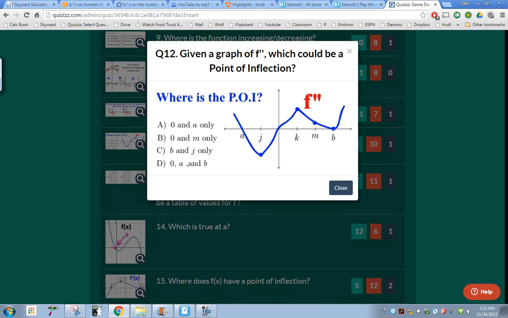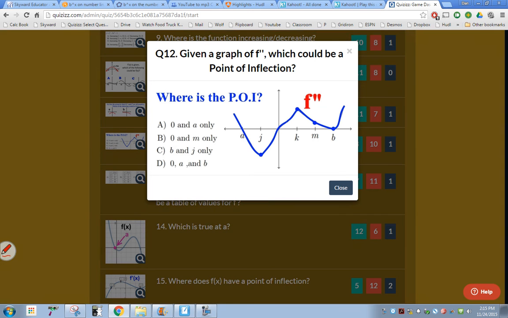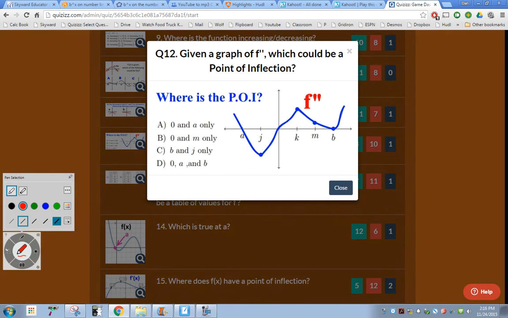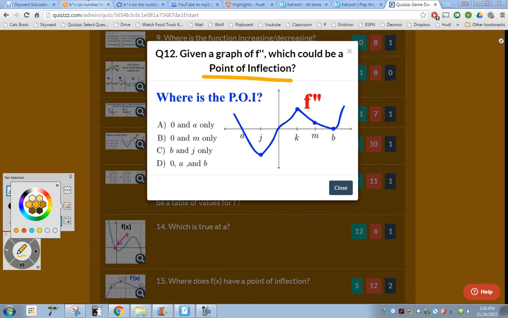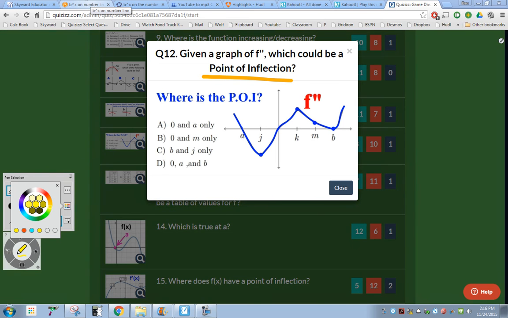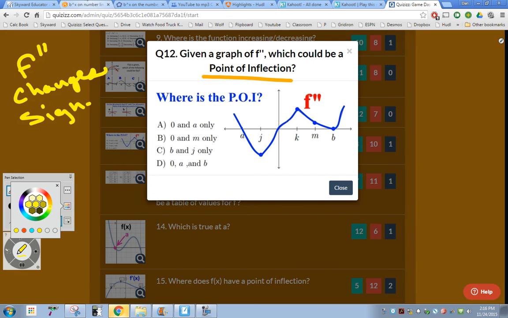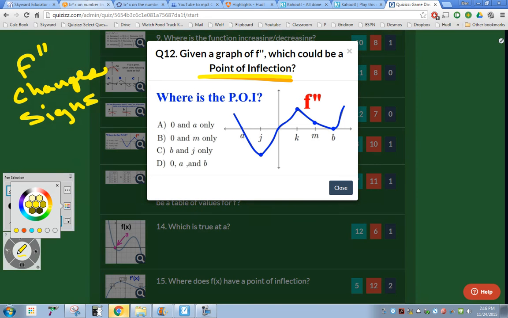10 misses here. Okay, this question was missed a lot first period as well. Given a graph of f double prime, which could be a point of inflection? So here's the thing I want you to focus on most. Point of inflection. Regardless of a graph, what has to be true for something to be a point of inflection? Concavity changes, or in other words, f double prime changes signs. That's what we're looking for. F double prime changing signs. That is the definition of a point of inflection. F double prime has to change signs.